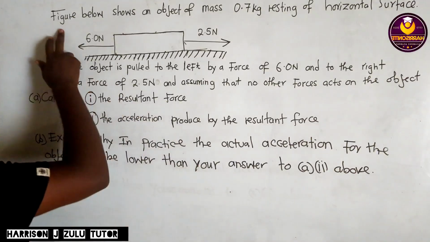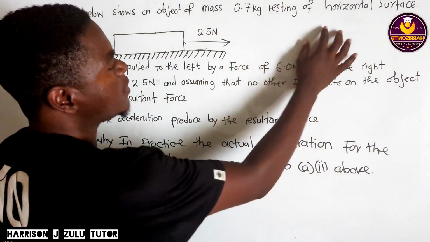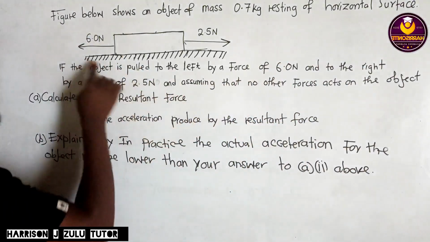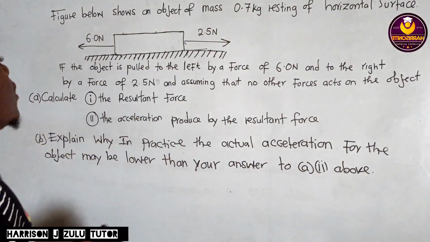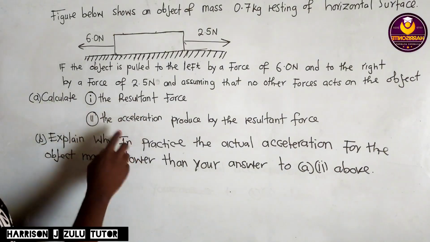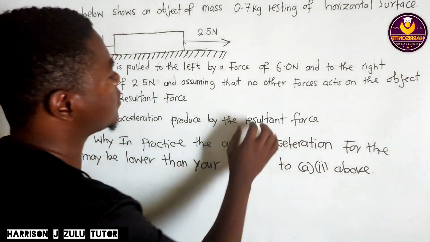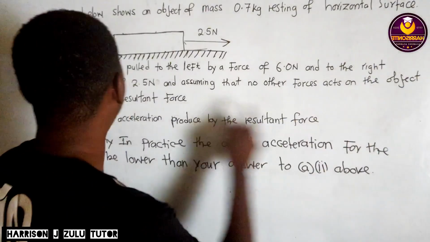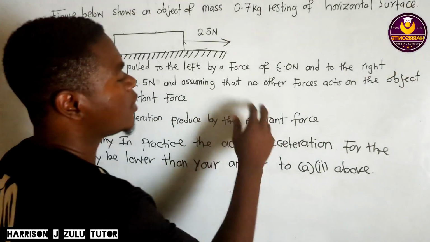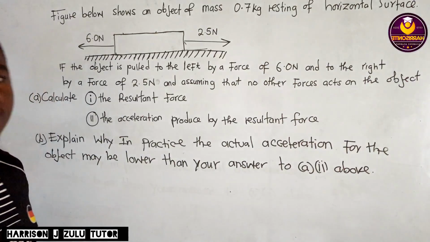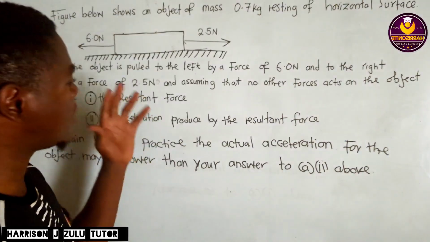The question is saying, the figure below shows an object of mass 0.7 kg resting on a horizontal surface. So this is a horizontal surface where it is resting. So this is what you are given. The question is saying, if the object is pulled to the left by a force of 6.0 newtons, to the right by a force of 2.5 newtons, and assuming that no other forces act on the object, calculate the first question. We are told to calculate the resultant force.